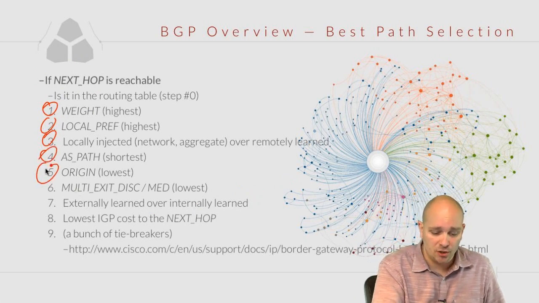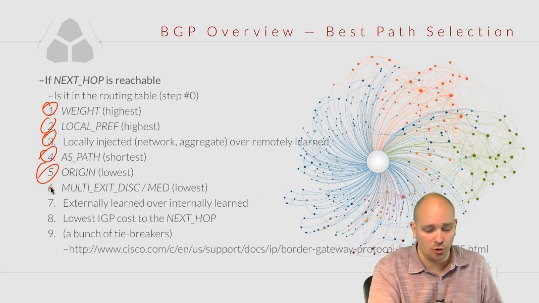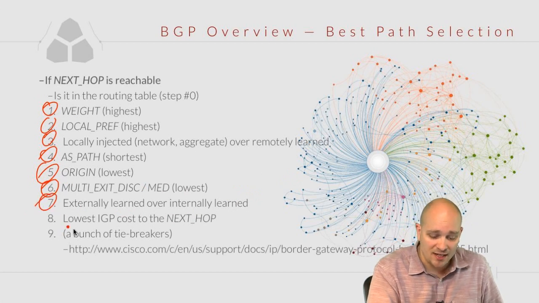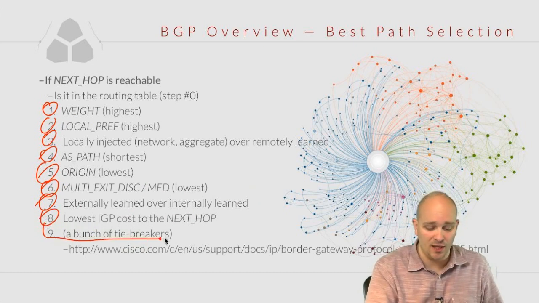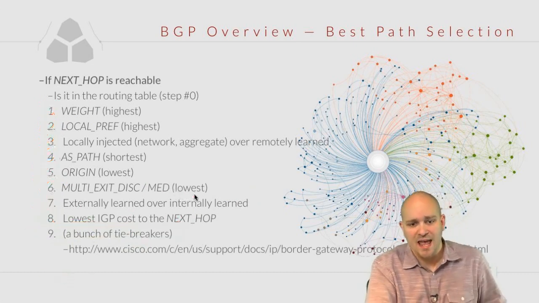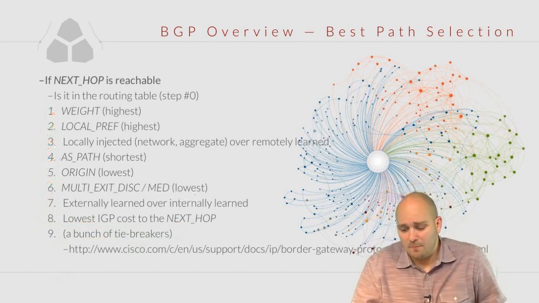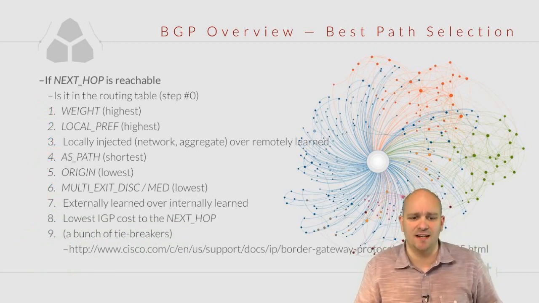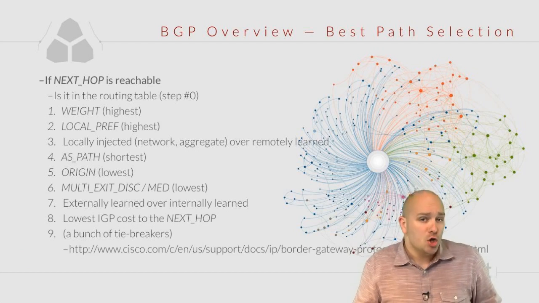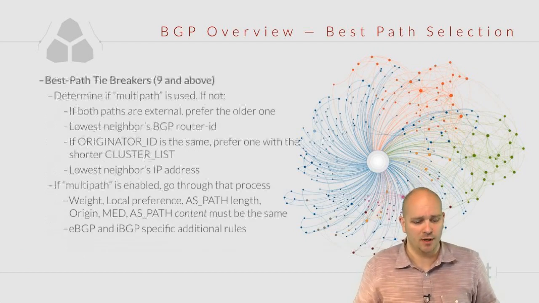AS path is considered, then the value of the origin code. Then the MED is considered. External routes are preferred over internal, then lowest IGP cost, and then we have a bunch of tiebreakers. Now, when I went over this process in the overview video, I just left it at that, a bunch of tiebreakers. So what are those tiebreakers?